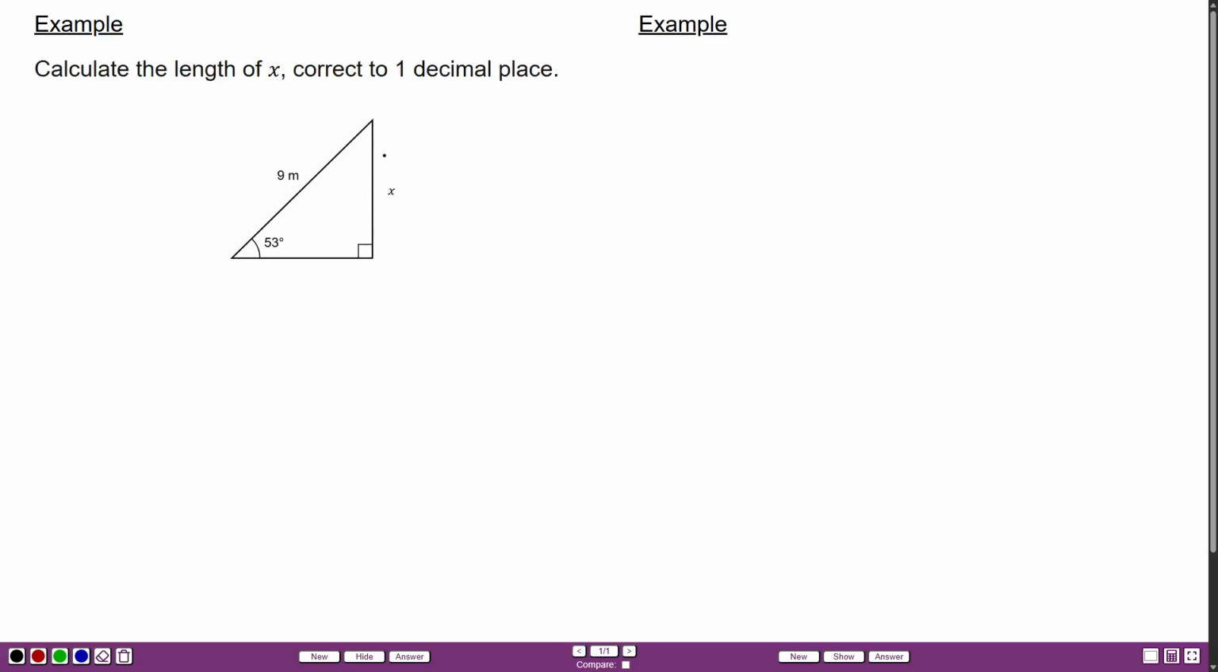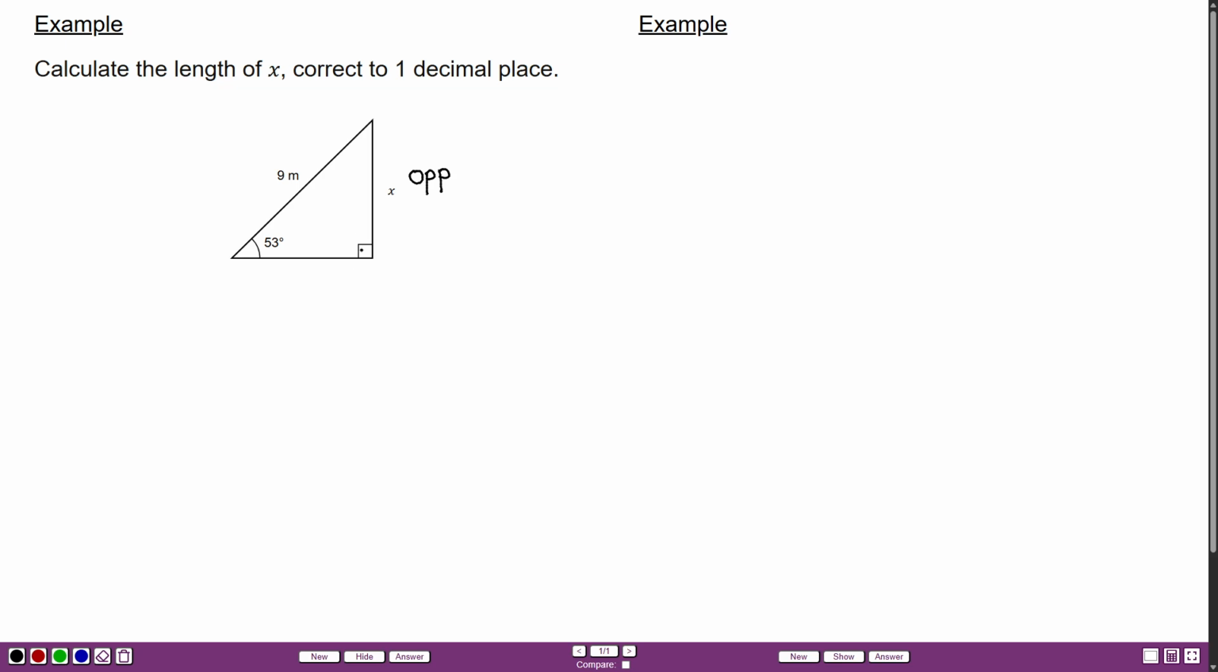Okay, in this question, we're going to need to use trigonometry to find the length of this side here, x. So the first thing we do is label up the sides we know. So we've got this angle here, 53 degrees, and we're trying to find this side here. Now it's opposite the angle, so we call this side the opposite.